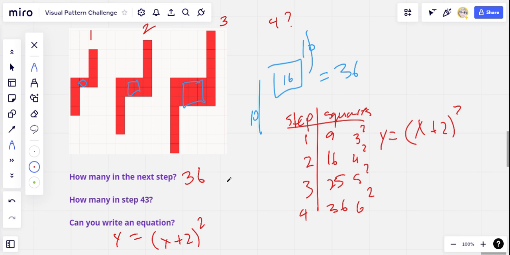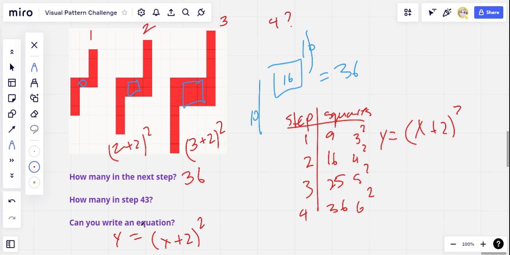And just to prove that this works, let's try it with step 2, for example. So (2 + 2) squared. That'd be 4 squared. That's 16. That's how many there are in step 2. Here we'd have (3 + 2) squared. That's 5 squared, 25. That's how many we have in step 3. So this equation does indeed work.